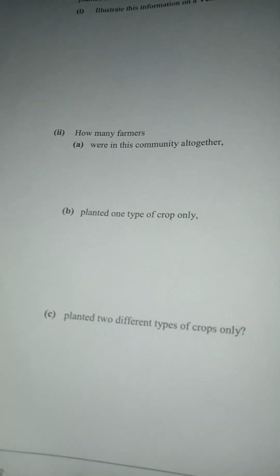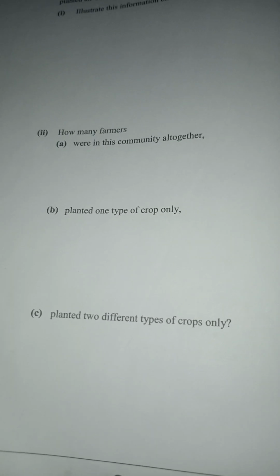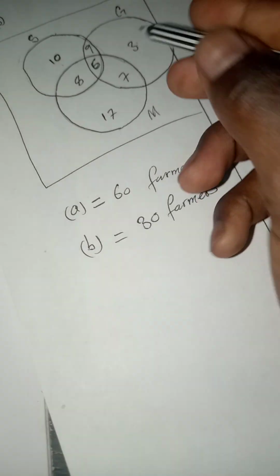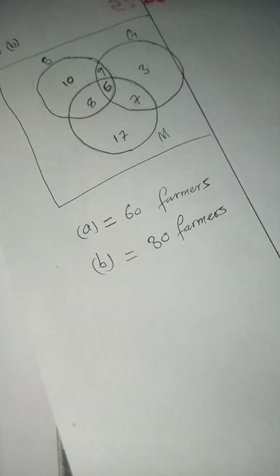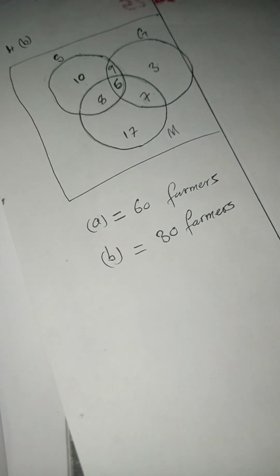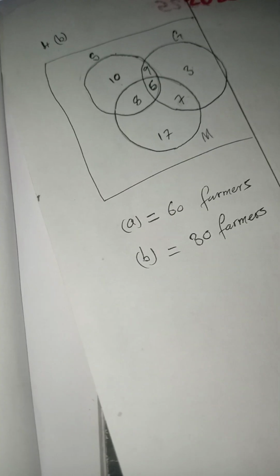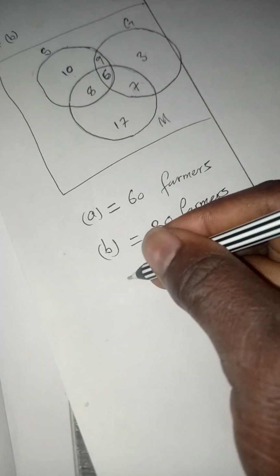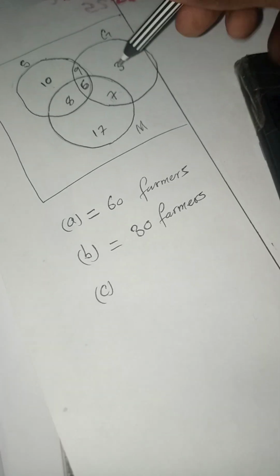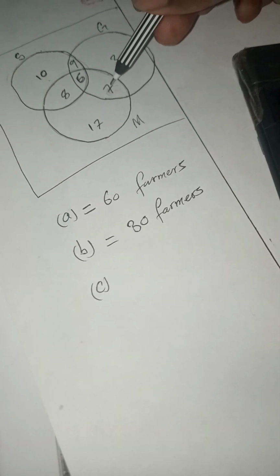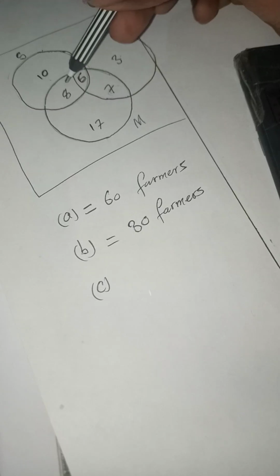Again, we go to the third question. How many farmers planted two types of crops? I was just explaining this. The numbers appearing in this section mean they were doing two types of crops only. So we are going to add these numbers appearing here. In this case, we are going to add 7 plus 9 plus 8.